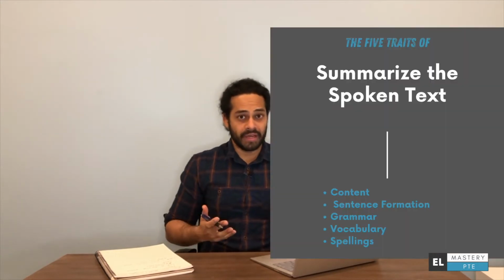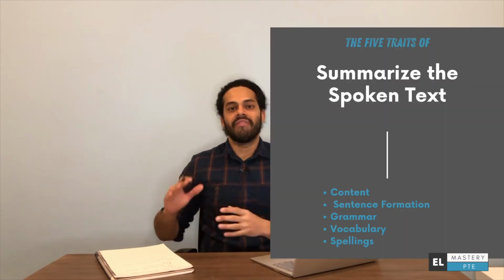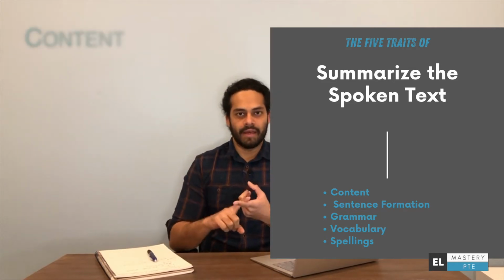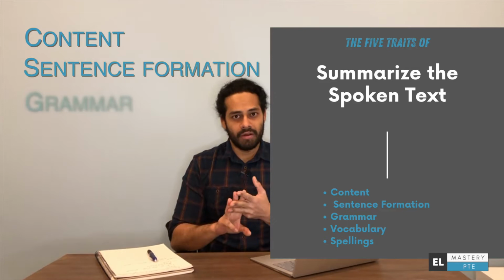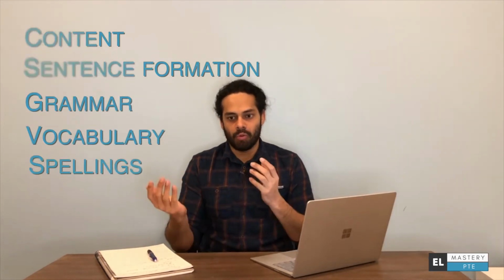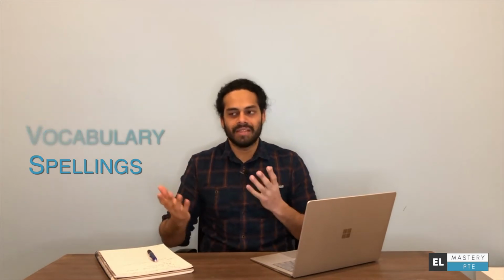Sounds good? Let's go. So firstly, let's talk about how do you get marks for this exercise, or how are you graded. So in this exercise, you're graded on 5 aspects, or basically 5 traits. Those are content, sentence formation, grammar, vocabulary, and obviously word spellings. So what does content mean? Content basically means that when you listen to the recording or to the speech, how relevant is your writing to the speech or the recording that you've just heard?